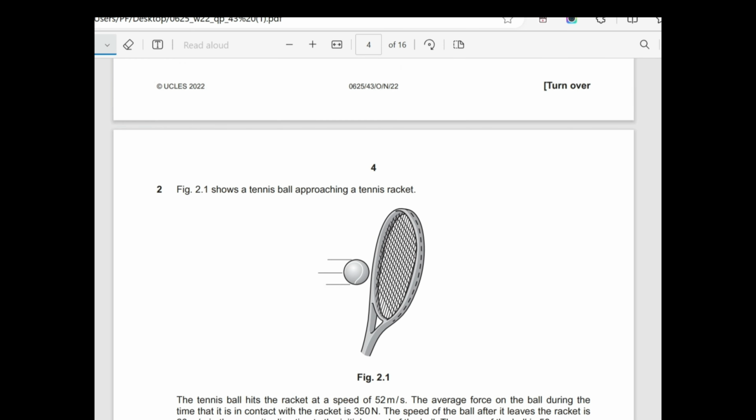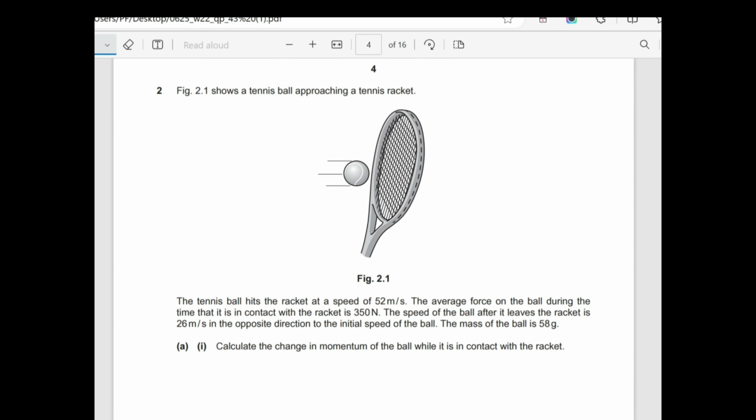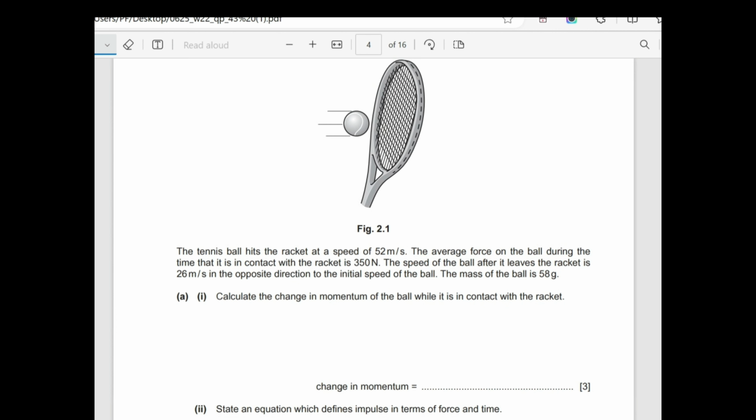Okay, number two. Fig 2.1 shows a tennis ball approaching a tennis racket. The tennis ball hits the racket at a speed of 52 meters per second. The average force of the ball during the time that it is in contact with the racket is 350 newtons. The speed of the ball after it leaves the racket is 26 meters per second in the opposite direction to the initial speed of the ball. The mass of the ball is 58 grams.